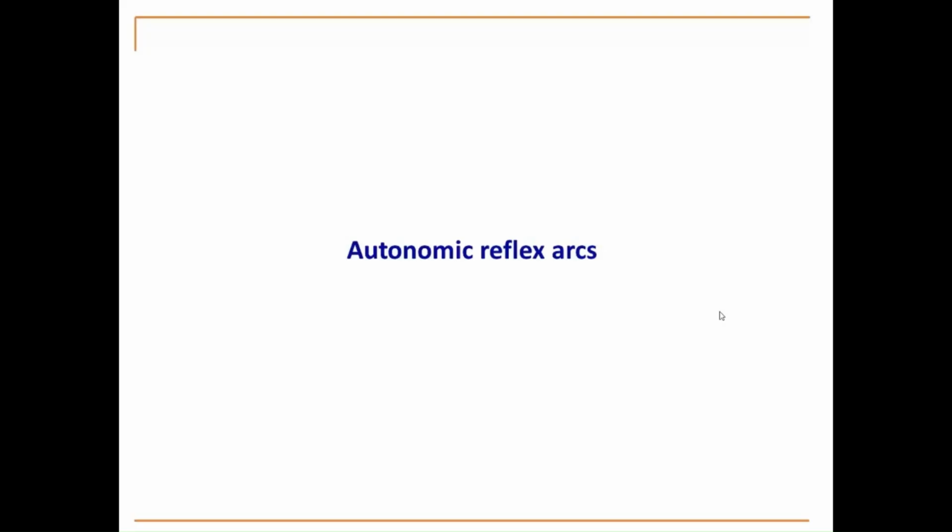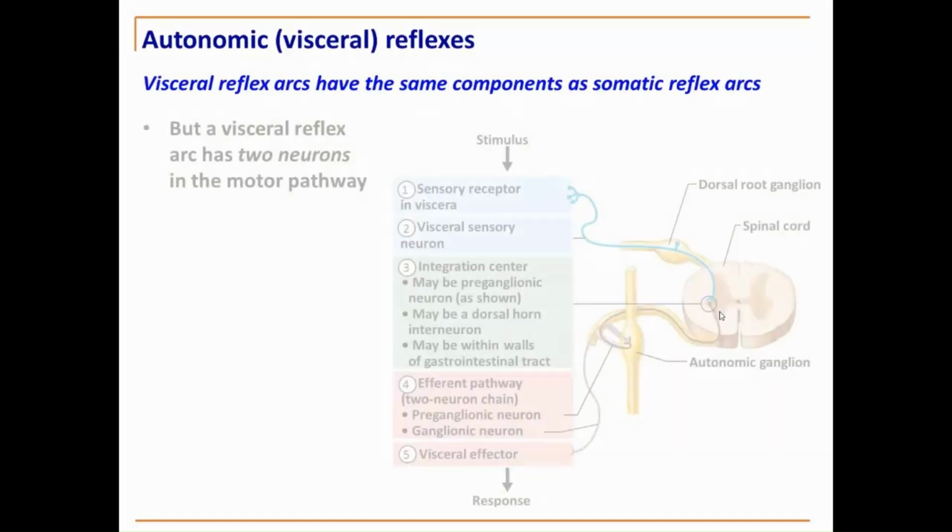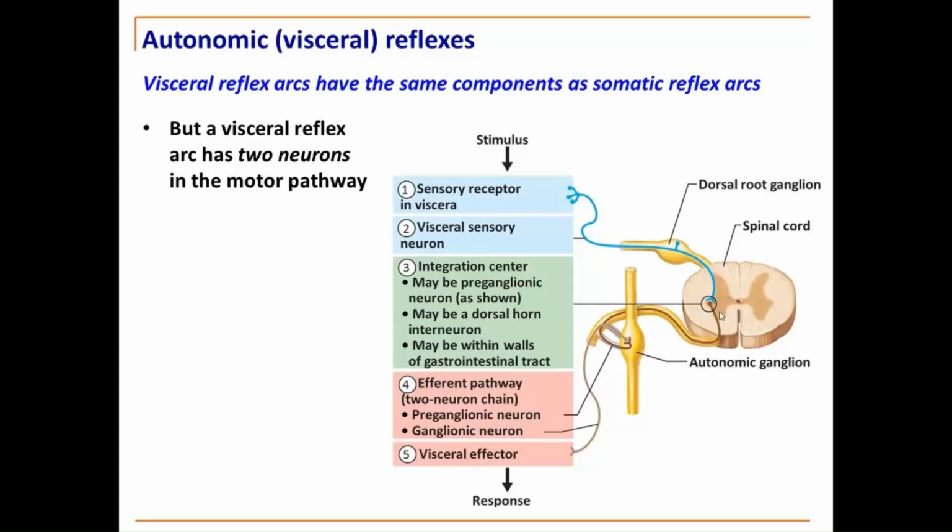So what we're going to just finish on, we're just going to look at some autonomic or visceral reflexes. So visceral reflex arcs have the same components as the somatic reflex arcs. So when you're thinking about the knee-jerk reflex, for example, or moving your hand away from a hot object or a sharp object. But a visceral reflex arc has got a 2-neuron motor pathway.